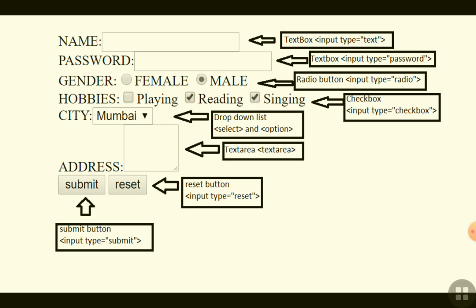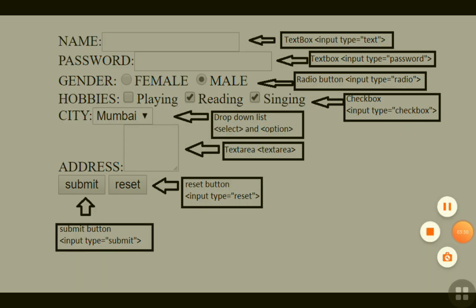Then the submit button. This is used to submit all your form data to the server. So for the submit button, input type is equal to submit. Then reset. Here you can clear all the form data or reset the form data. So for the reset button, input type is equal to reset.